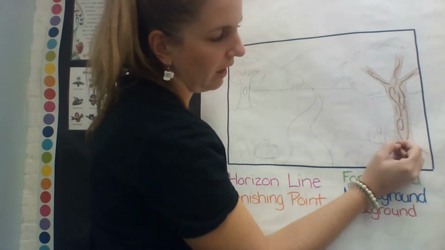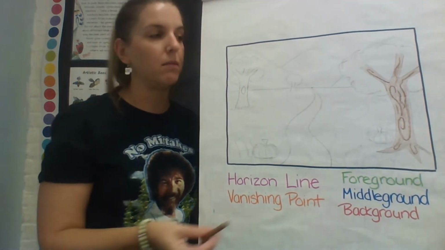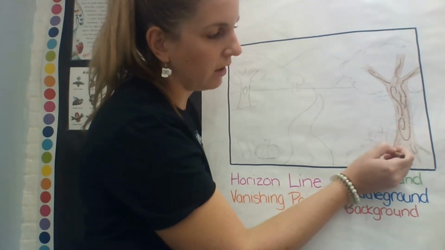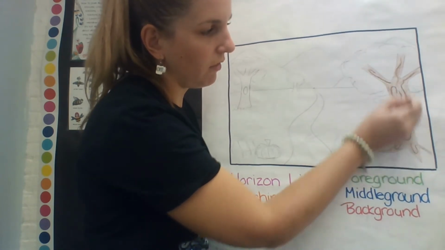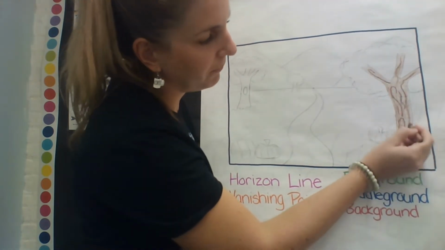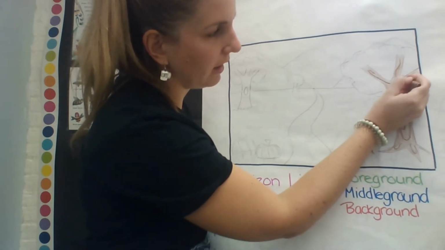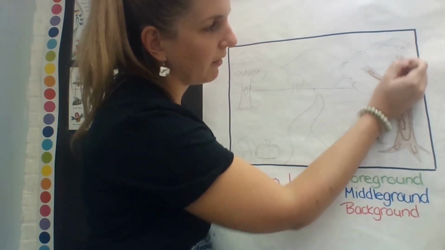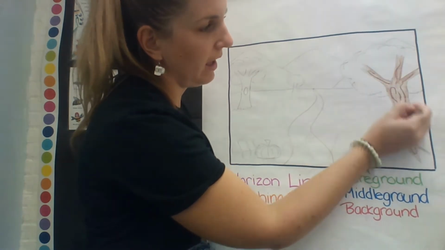All right, and you can have a little fun with value here too. You know, a tree is a three-dimensional object, so you might want to take your crayon and add a little value, make it a little darker on the edges, and it gets a little lighter in the middle. You know, use a little bit of shading to make it look more realistic. So I'm going to add a little bit of shading there.